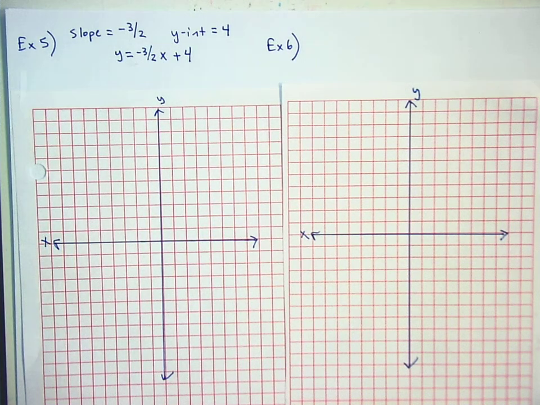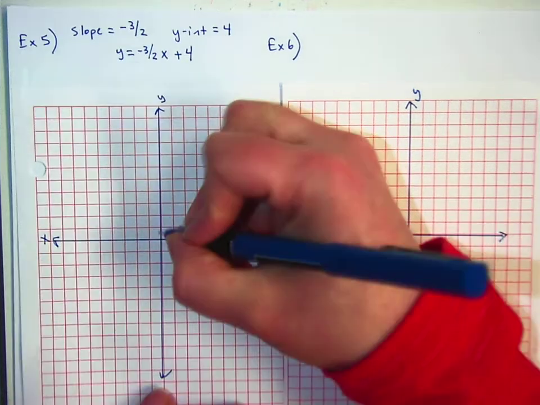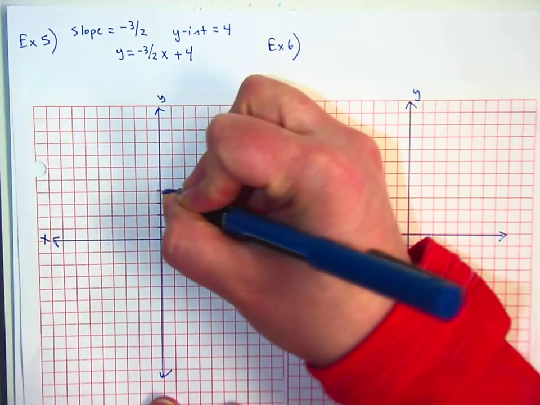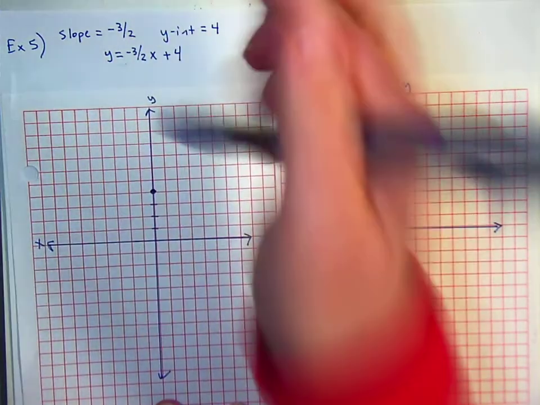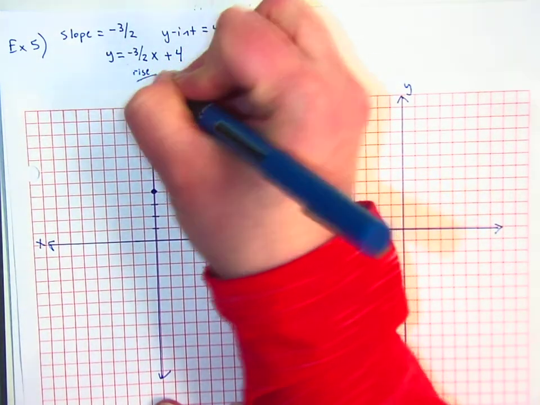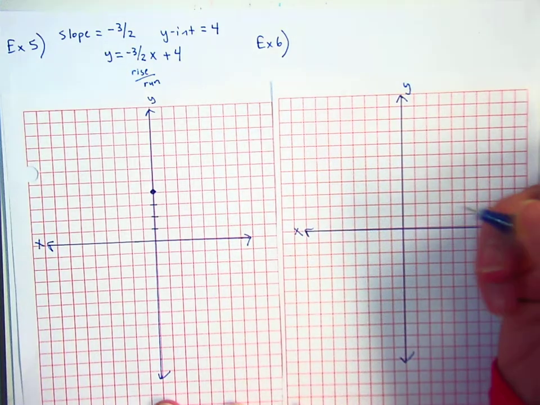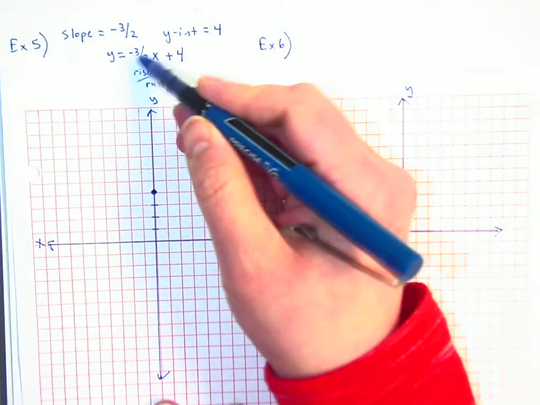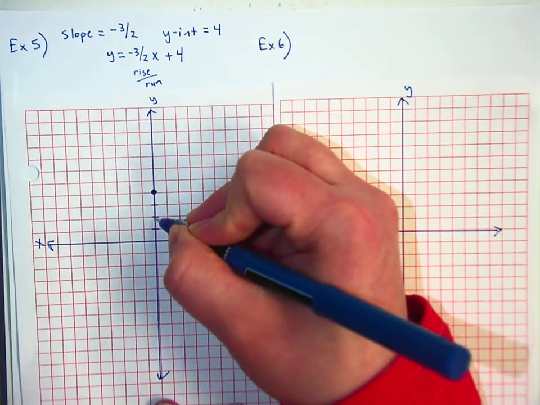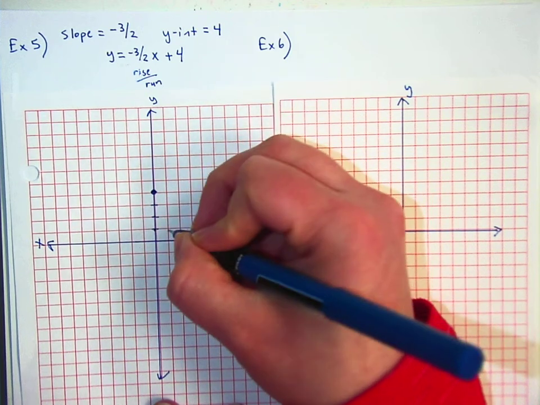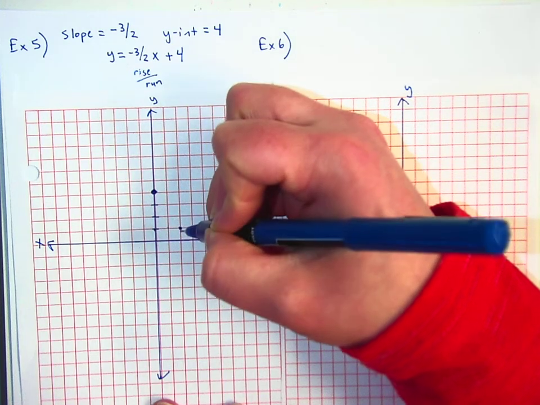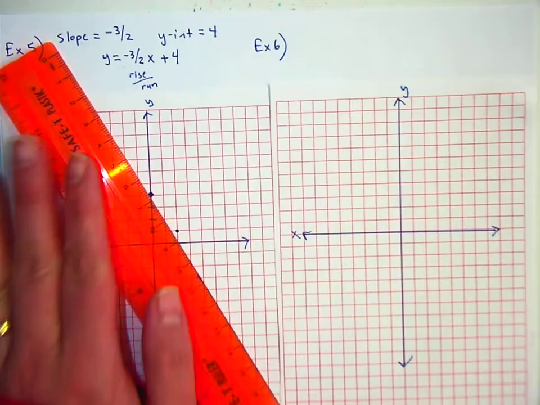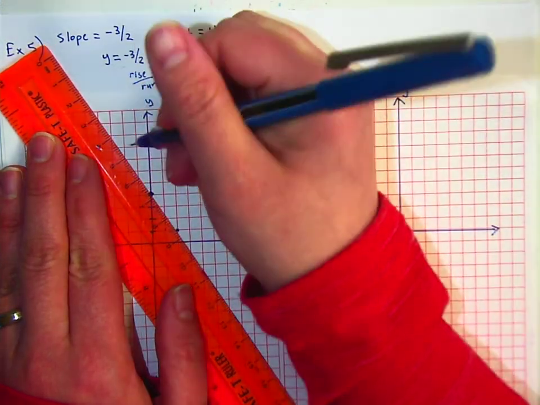And here's how I graph this line. I'm going to start with the y-intercept. So I'm going to count up 4. 1, 2, 3, 4, and put a dot. And then I'm going to use the slope, and remember that's like rise over run, to draw my next dot. So see how it's a negative 3? So I'm going to go down 3. 1, 2, 3, and then to the right 2. So that is a slope of down 3 over 2, rise over run. And then my final step is to connect the dots.